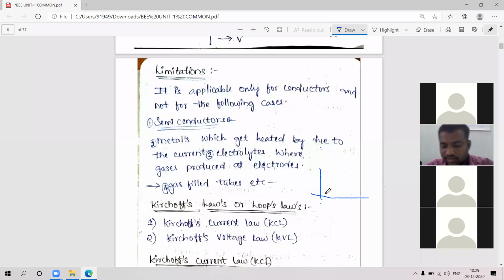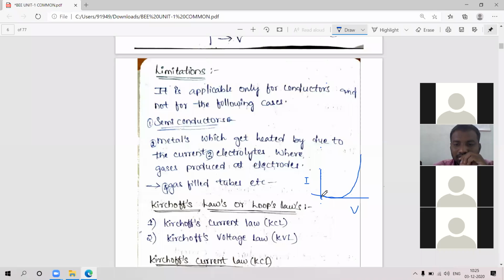So it is not passing through the origin. Is it clear? So it will be like this. After some cut-in voltage, the graph will be like this. Okay, this is V and this is I. So this is the graph for semiconductors.